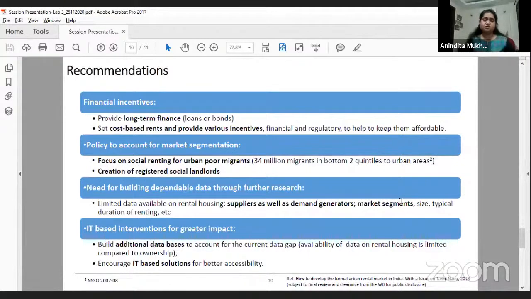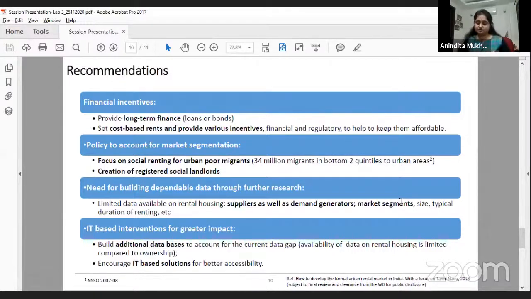This also seems to be more effective if it is coupled with financial incentives. The National Urban Rental Housing Policy, which remains in a draft form, accounts for market segmentation, but a little more nuanced segmentation will help, given the social renting requirements are quite high in the case of India.